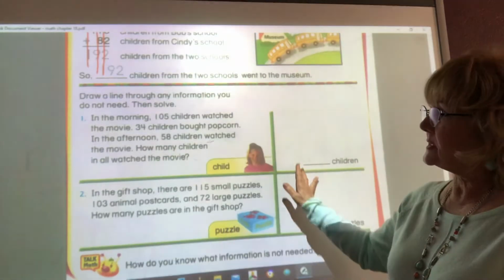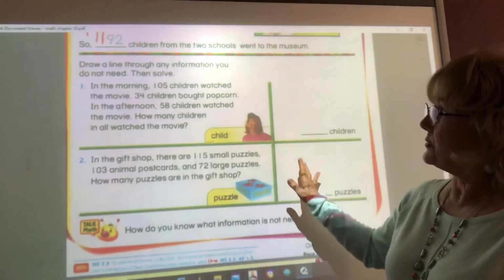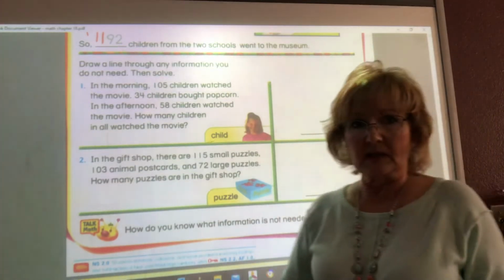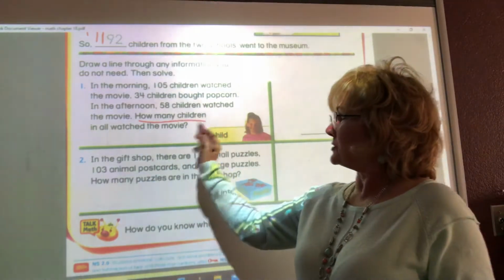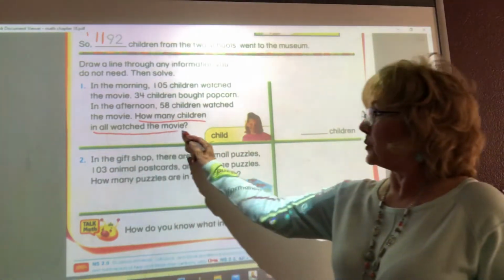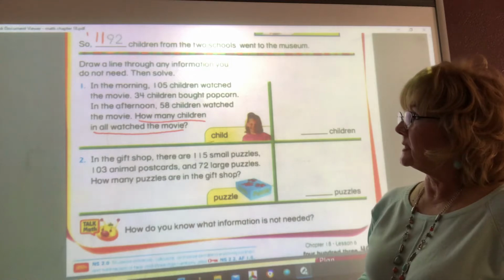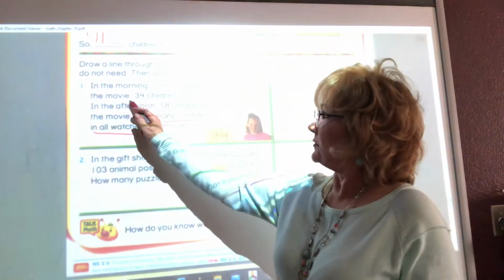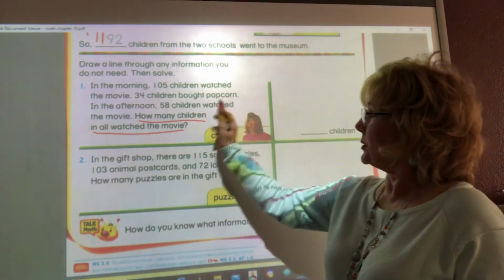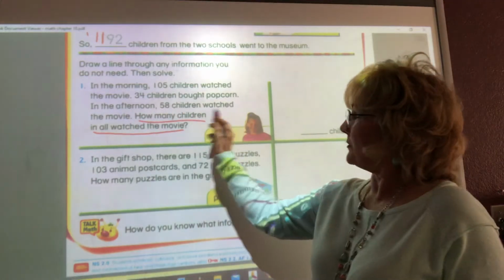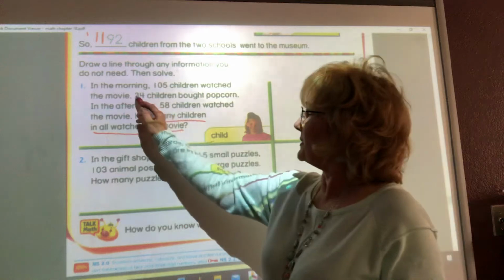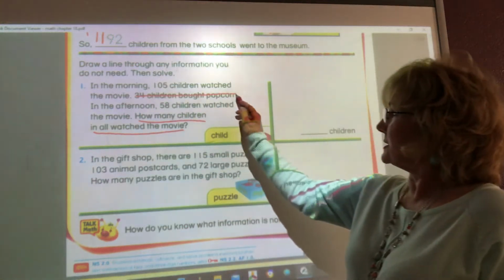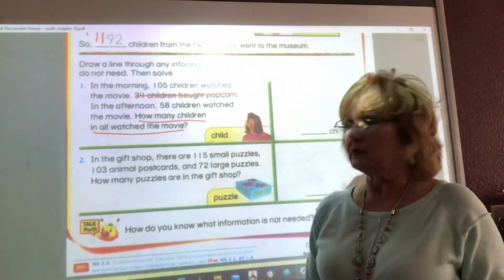All right, so this says the same thing. Draw a line through any information you do not need and then solve. So let's read the question. How many children in all watched the movie? Here we have watched the movie. Here we have bought popcorn. And here we have watched the movie. What do you think we should get rid of? Bought popcorn. So the 34 we don't need. So draw a line through 34 children bought popcorn.